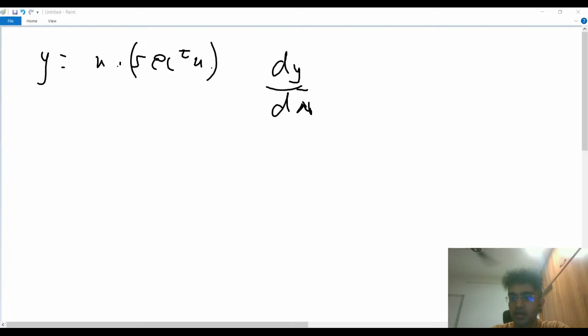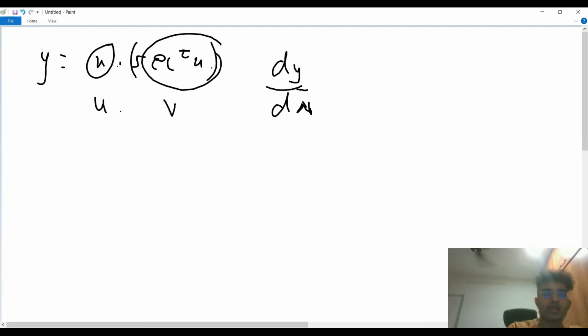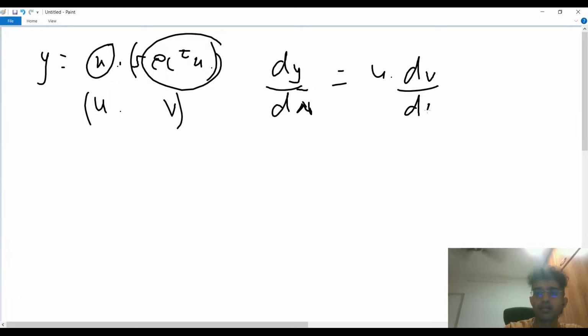Okay, Janika is saying sec x into 1 plus x tan x. Okay, let's see what the answer is. Let's solve it together, okay? So this is your u and this is your v, right? Let's do it that way. So it's basically d by dx of u into v, right? So it's u into dv by dx plus v into du by dx.